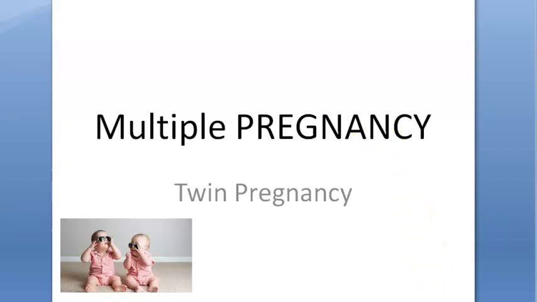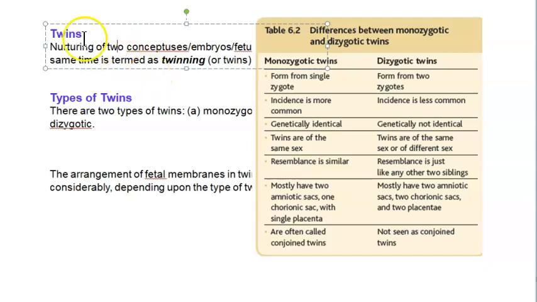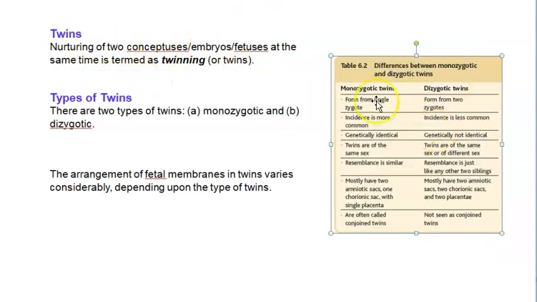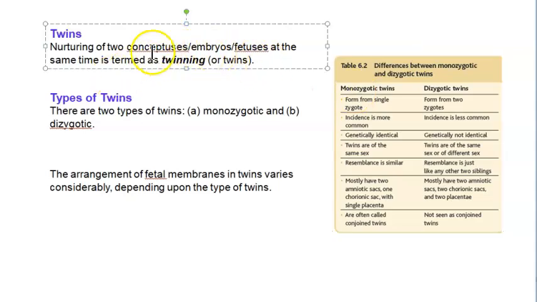So in one person, that's what you can understand as multiple pregnancy. If there are two, then only you will call it twins. Two conceptus or two fetus or two embryos, you can remember based on which stage. And at the same time, they will be there within the person. This is called twinning, okay, twins.